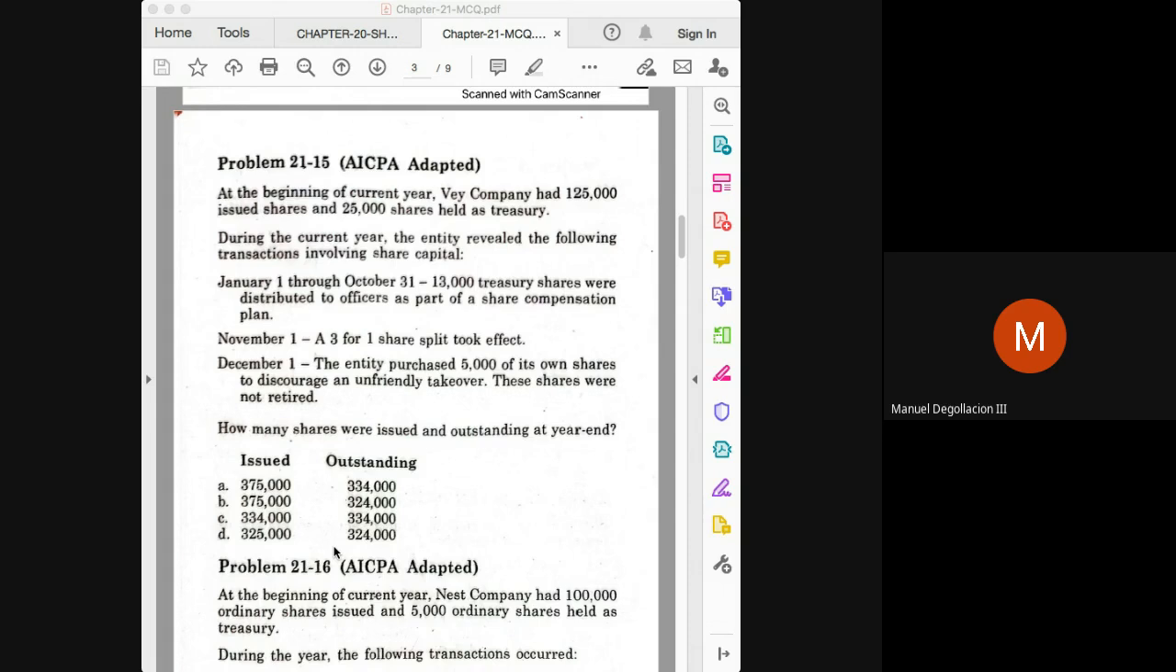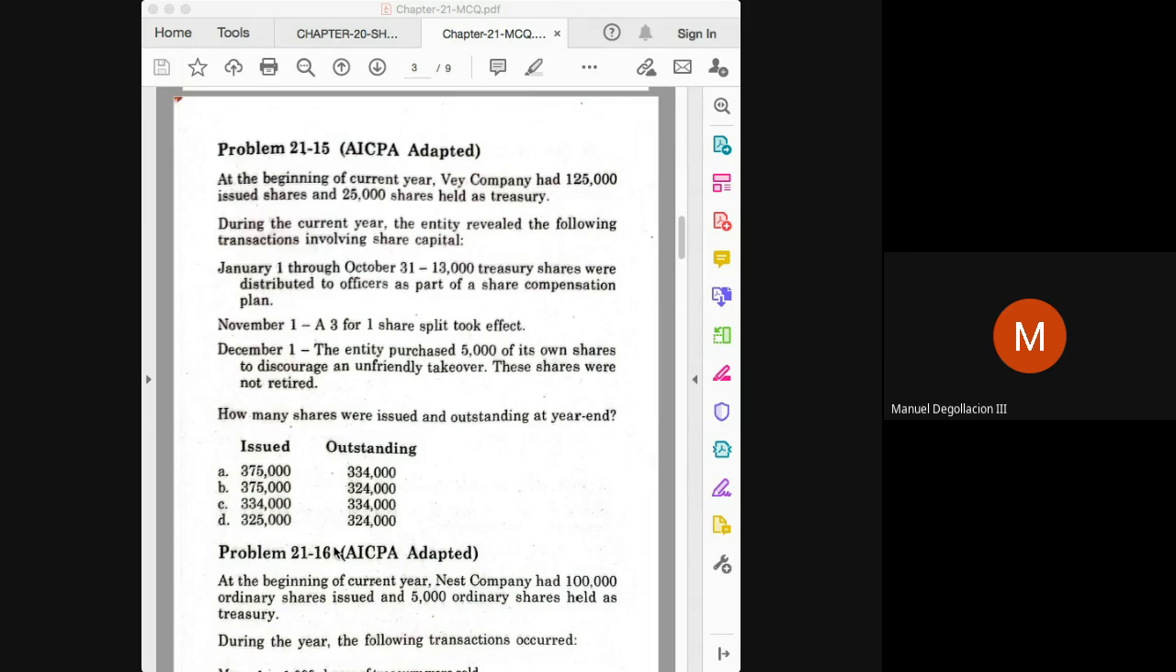Now, what happened on December 1? We have reacquired additional shares, so this will increase our treasury shares from 36,000. We are going to add 5,000. So by the end of the year, total treasury shares would be 41,000. So you deduct the 41,000 from 375,000, you would get 334,000 shares outstanding. So the answer here for problem 21-15 is alpha.